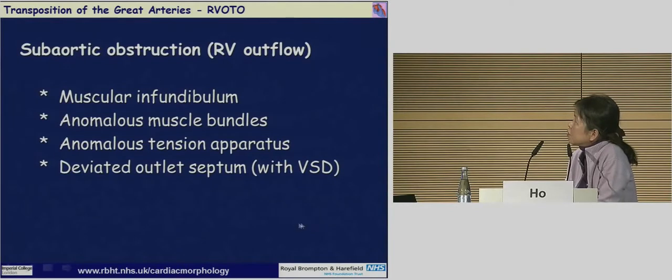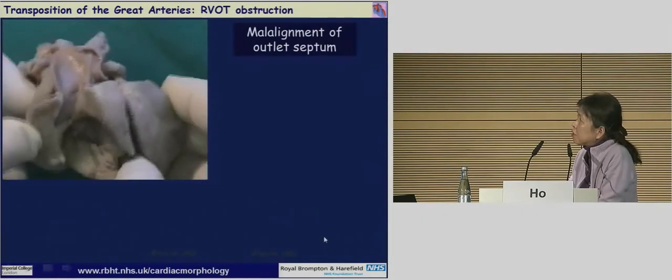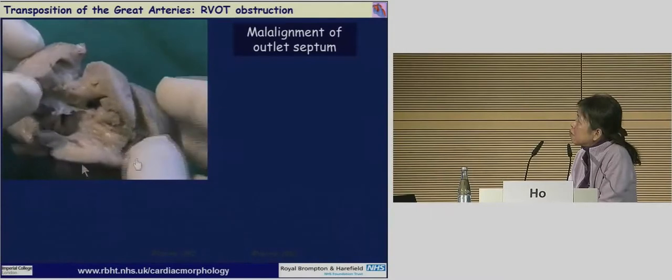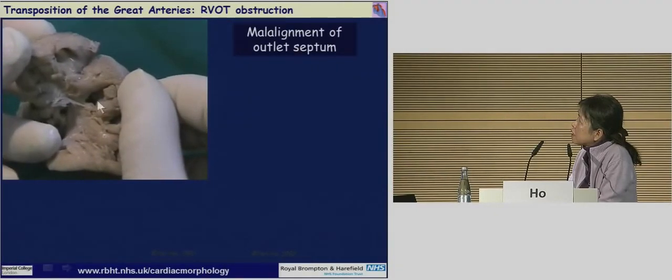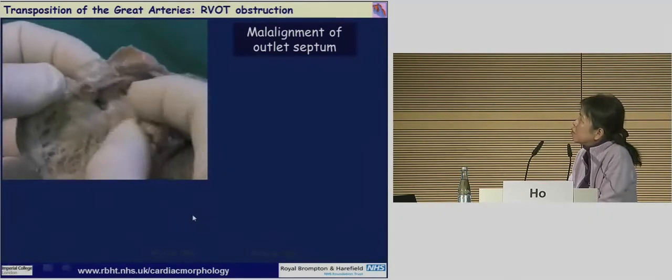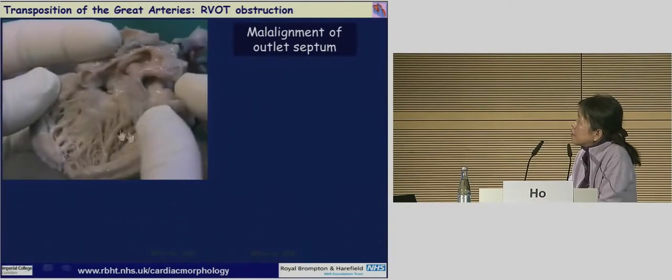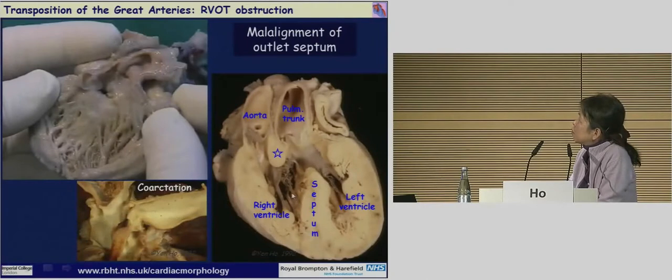But then if you go to the right side, your right ventricular outflow, what can obstruct that? You may have muscular infundibulum, anomalous muscle bundle, anomalous tension apparatus, or deviated outlet septum with ventricular septal defect. So we look at one of these examples here, the right ventricular outflow tract, and we can already see that malalignment ventricular septal defect with the deviation of the muscular outlet septum to the right side. The left side here, the outflow tract is fine because the obstruction was on the right side.